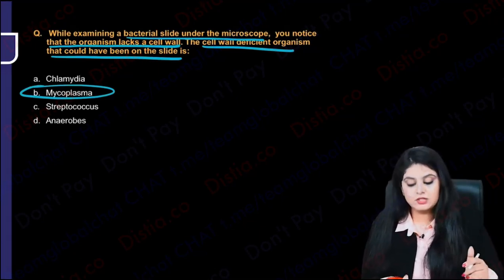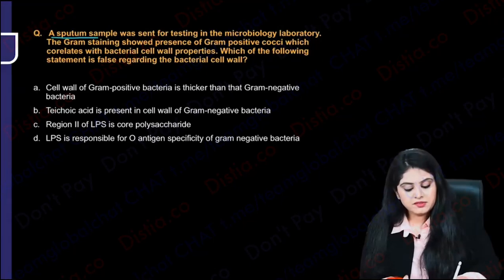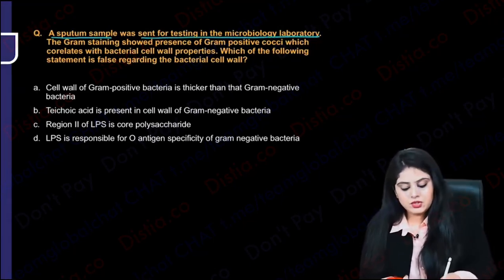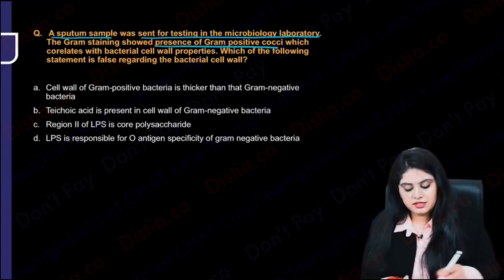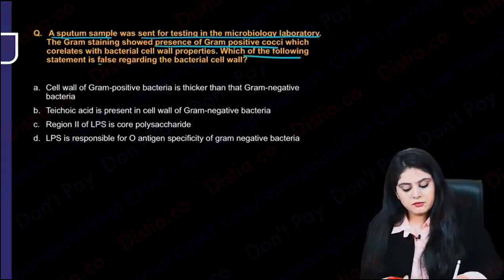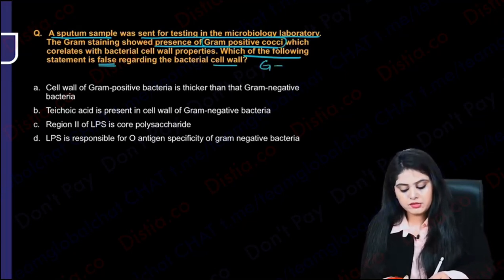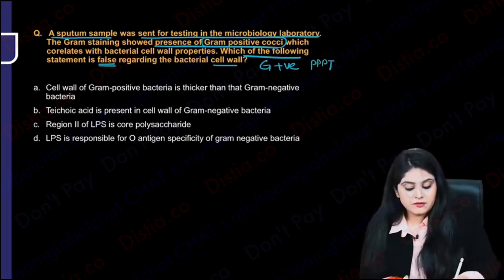Let's pick up one more question. This is interesting. A sputum sample was sent for testing in the microbiology lab. The gram staining showed presence of gram-positive cocci, which correlates with the cell wall properties. Which of the following statements is false regarding the cell wall? Look, which cell wall is it? We are dealing with gram-positive. You probably have to think of that PPPT mnemonic, and you have to find the false statement.